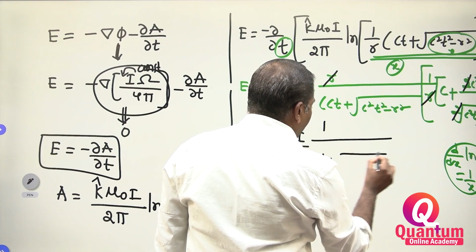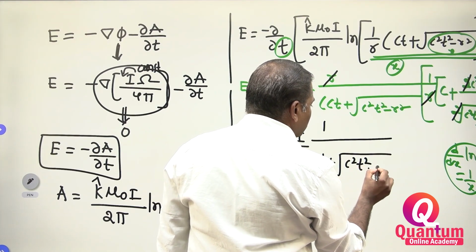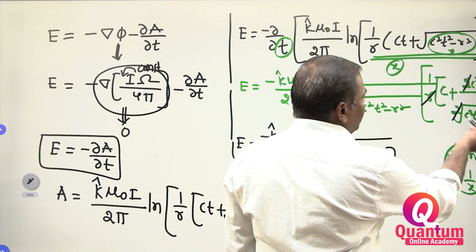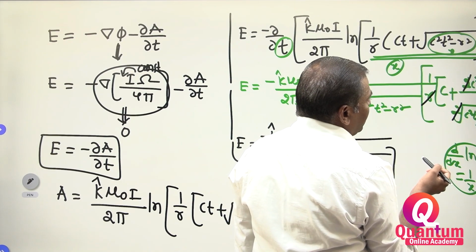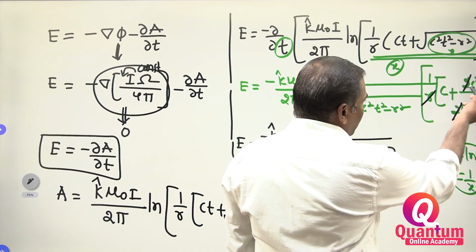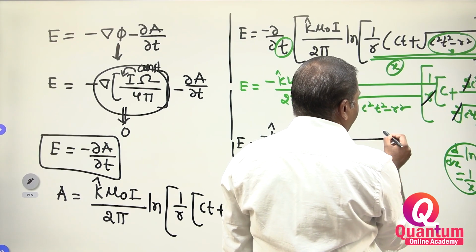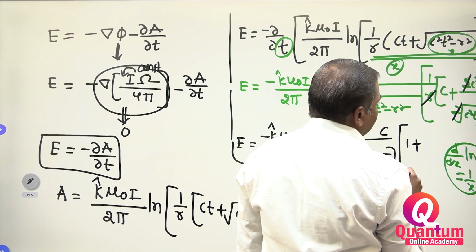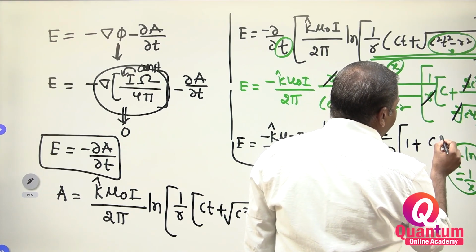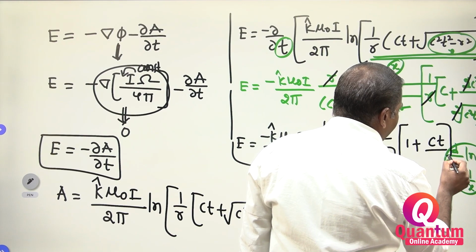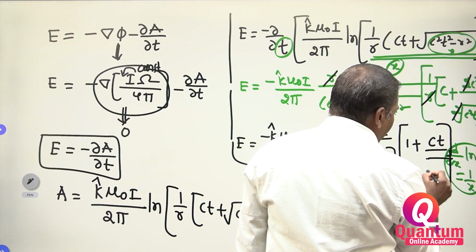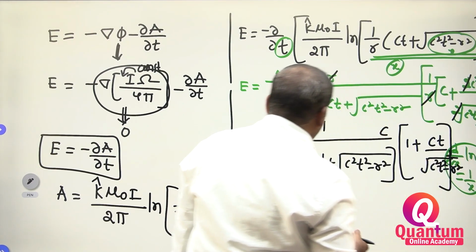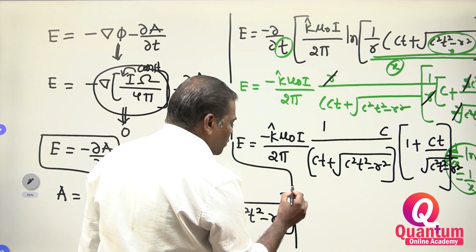Ct plus square root of c square t square minus r square in the denominator, as it is I am writing. So which one you have to take? C into, here you have to take the common, C you have to take the common. What will happen? 1 plus Ct divided by square root of c square t square minus r square is there.